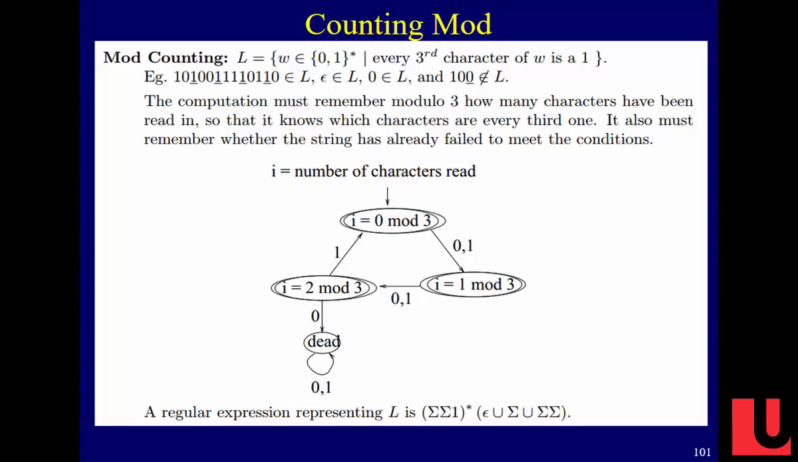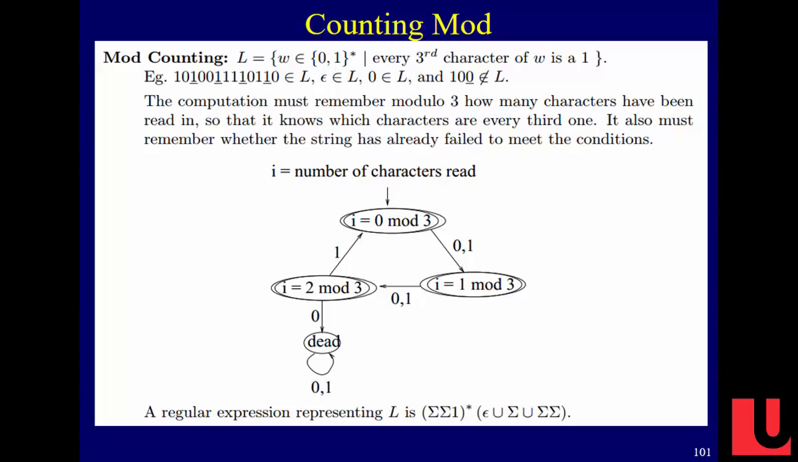There's a current value of I, right? And the I is going to change. And what do we want? We want the fact that every third character of W is a 1. All right? So if we're caring about every third character, then we have to be able to count them. And you see the example there.